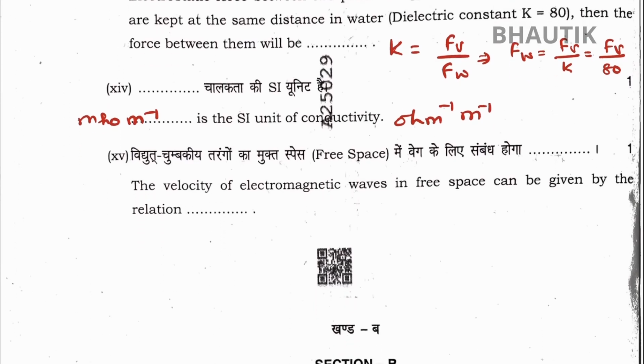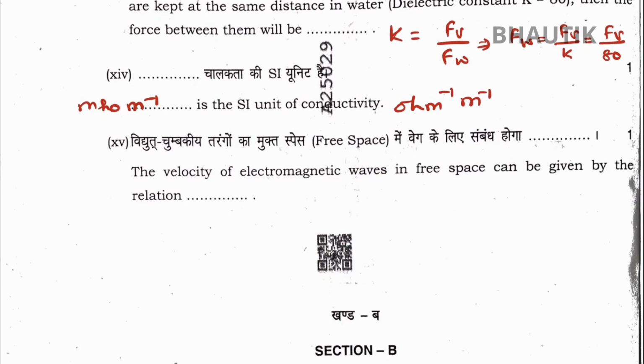The next question, that is the 15th question, is: the velocity of electromagnetic waves in free space can be given by the relation. The velocity of electromagnetic waves is simply c, and we know that this is equal to 1 by under root mu naught into epsilon naught. So this is the velocity.